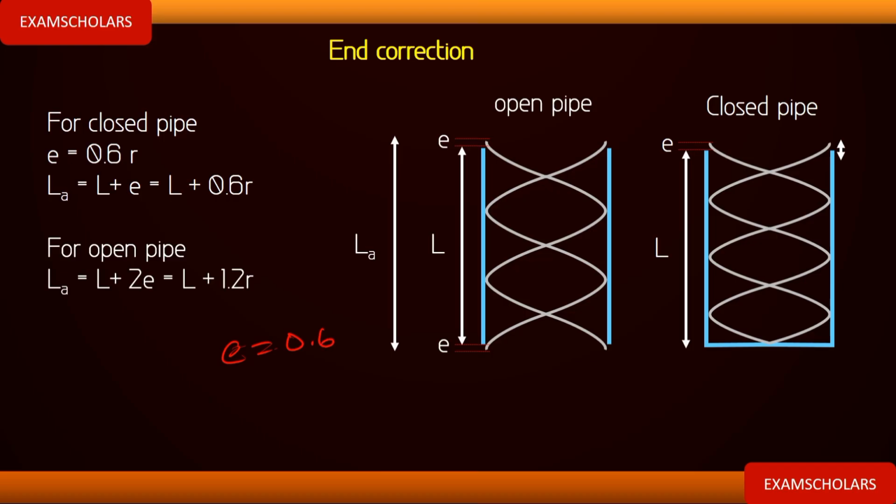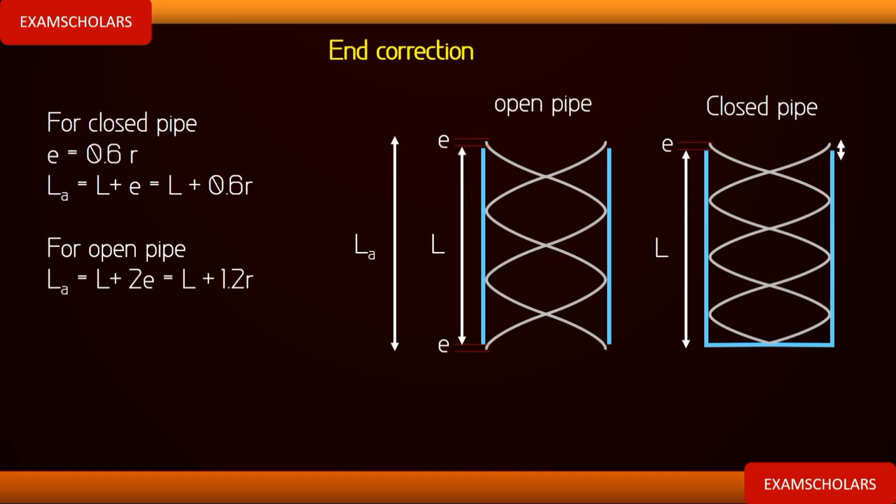The end correction is equal to 0.6R, isn't it? Now 2 end corrections will be 2 times 0.6R, which is equal to 1.2R. So that is why we have 1.2R as shown. Now we have L plus 1.2R. So that is end correction.